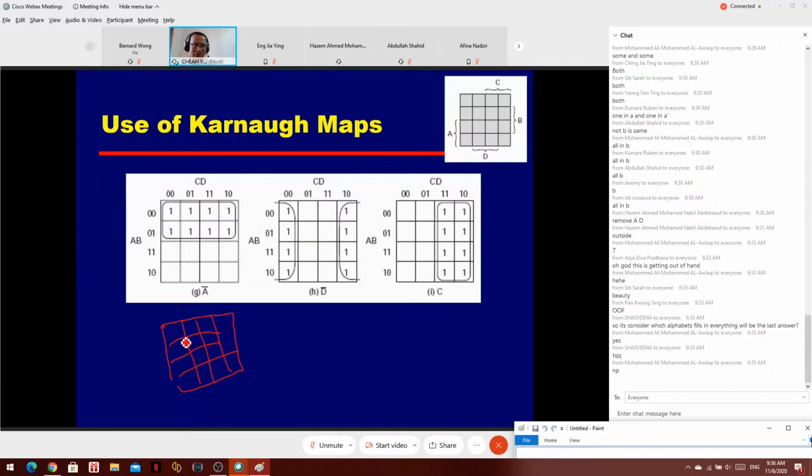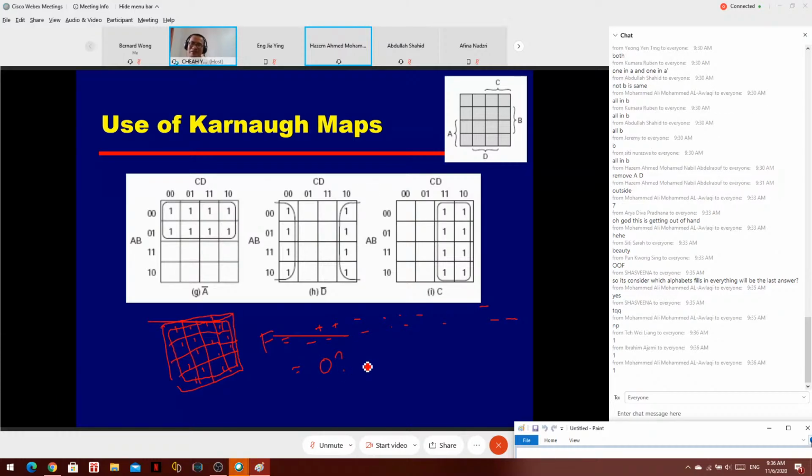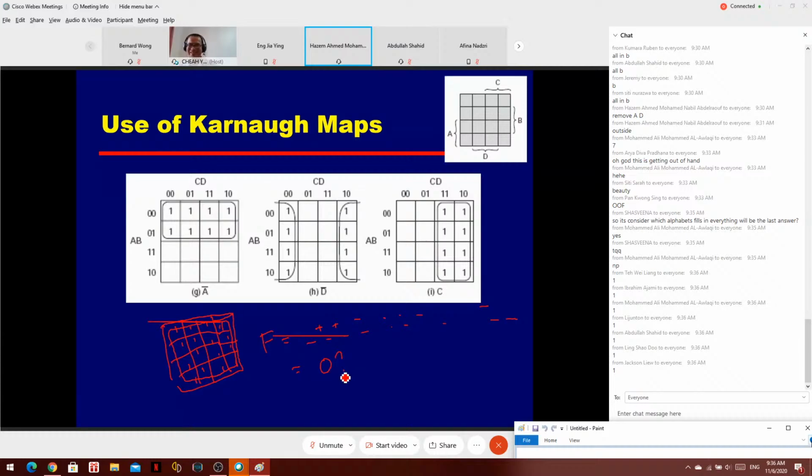Right. So if you have 16 squares, and then all ones, you can actually group all of them together. Originally it's 16 terms, something and something and something. Now, after simplification, what do you think is the simplified term? Nothing? 0? I think there will be 4.